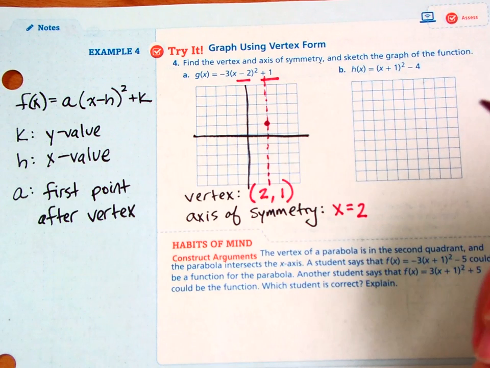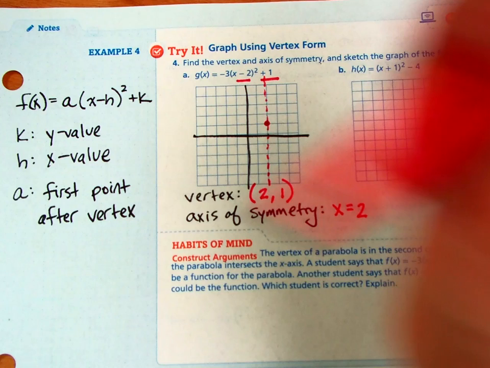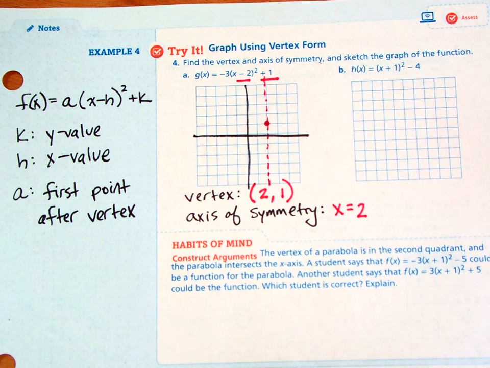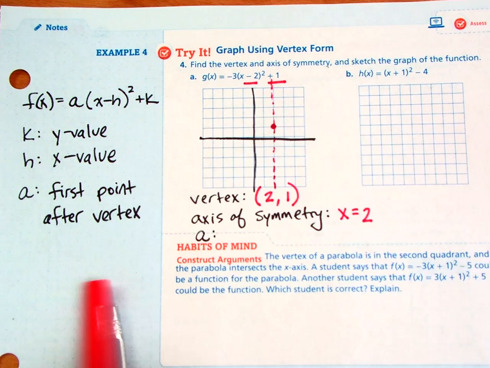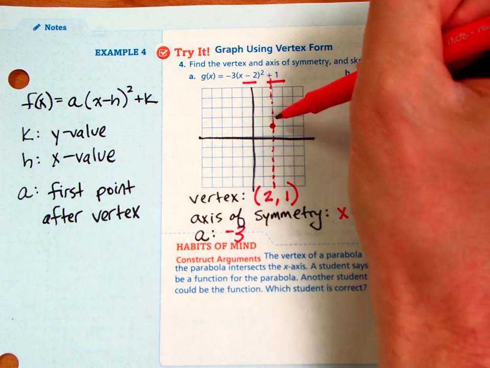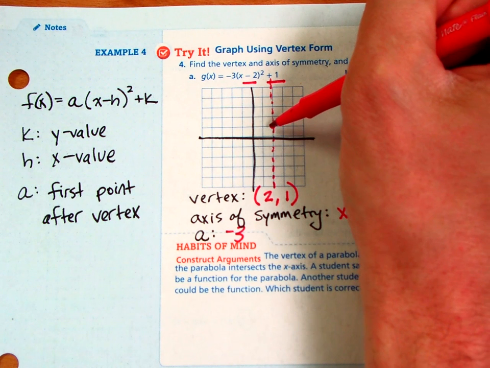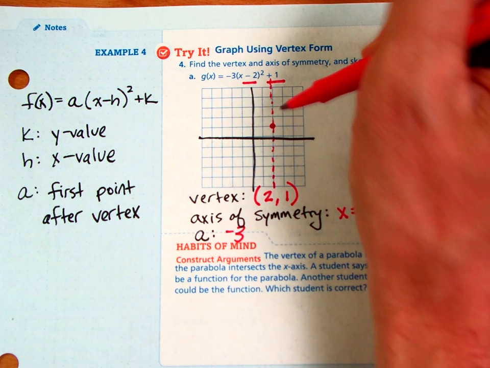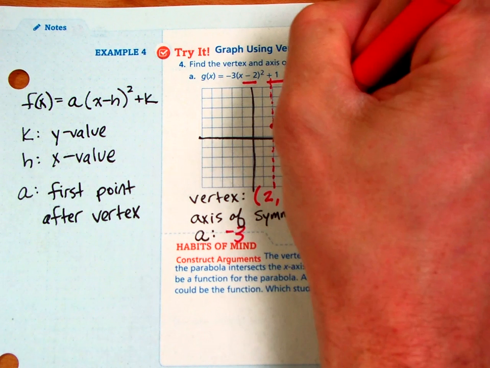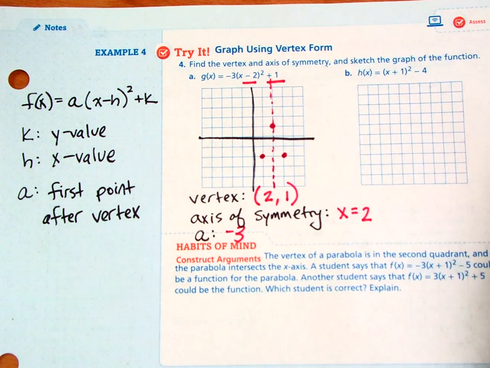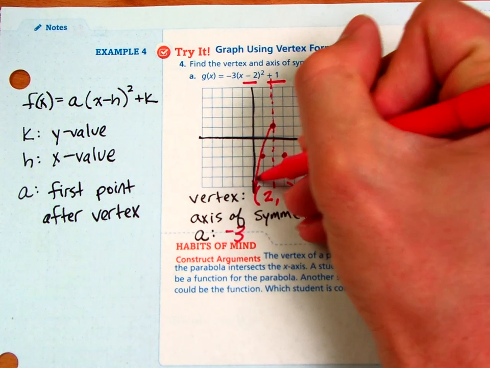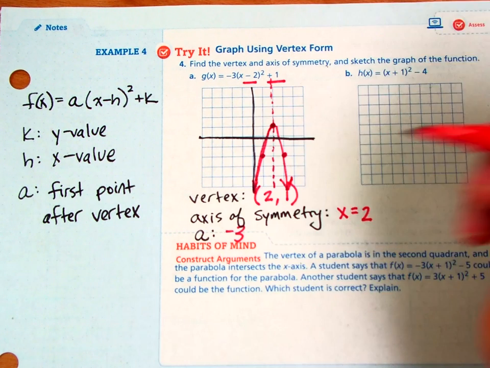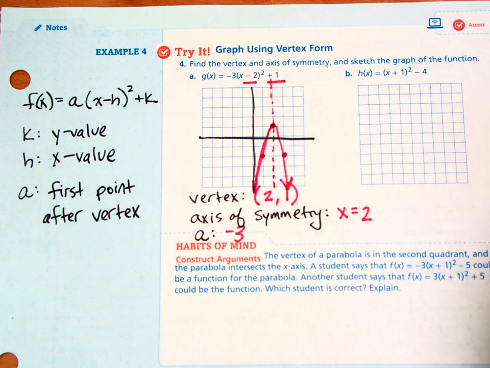Okay, now, how do I get the graph? Well, back over here, we said the a value is the first point after the vertex. Here, my a value is a negative 3. So what I'm going to do from the vertex, I'm going to go one point to either side of the vertex, and I'm going to go down 3 on both sides, because that's symmetrical. That gives us the first point, and we're going to draw a U-shaped graph going through all of those points. All right, and that's the graph for that quadratic.